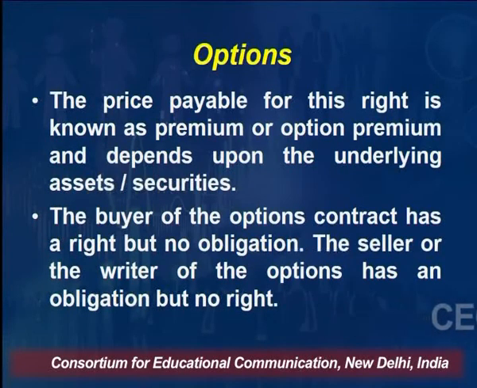The option holder is buying a right without an obligation. The option writer, the seller, is giving you the right to buy or sell. It is at the desire of the option holder, that is the buyer, whether to buy or sell that asset on a specified date at a specific price, or to let the contract expire. For getting this right, the buyer will have to pay a certain price, and that price is called the premium. While getting this right from the option writer, the option holder pays a premium to the option writer.